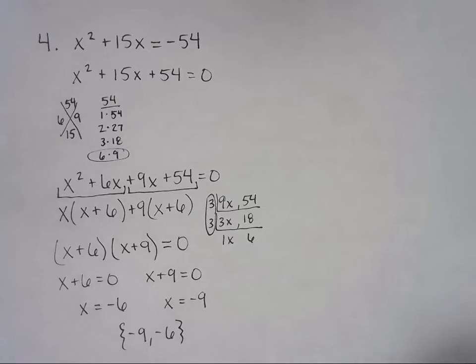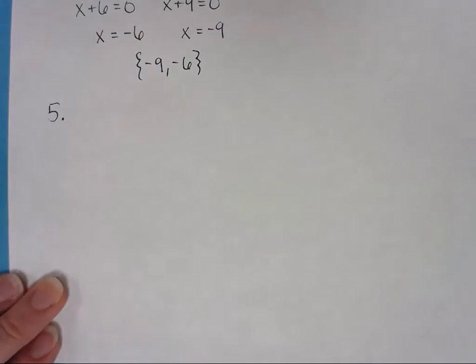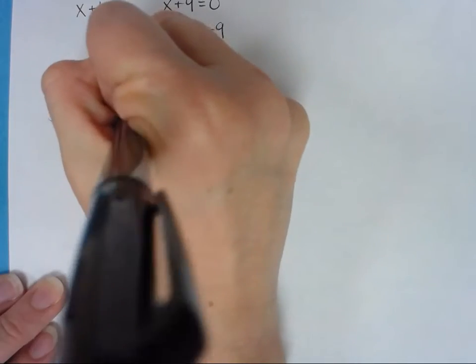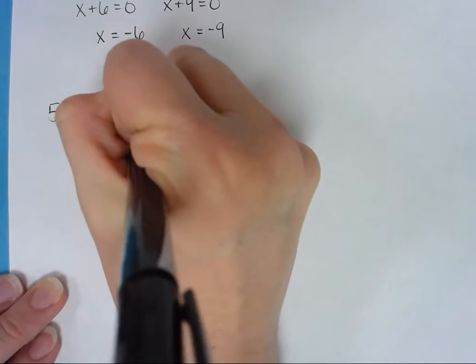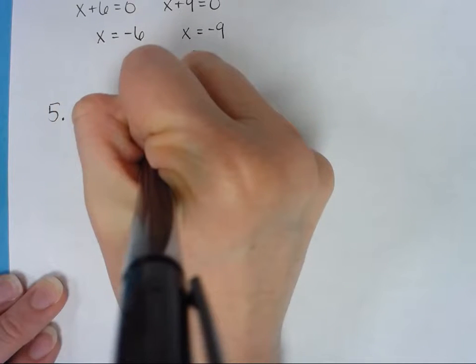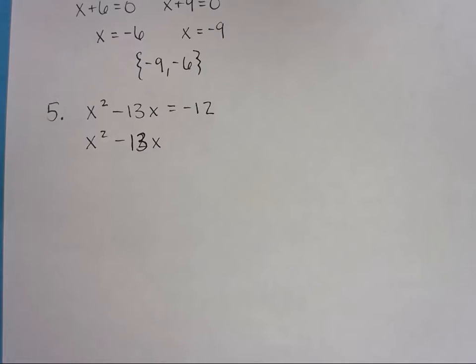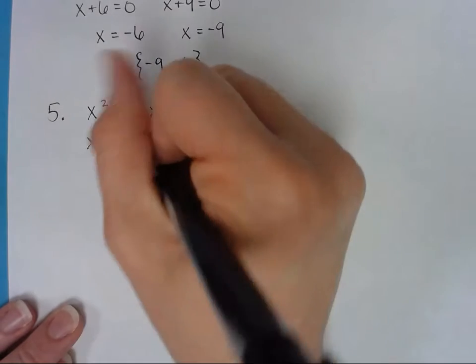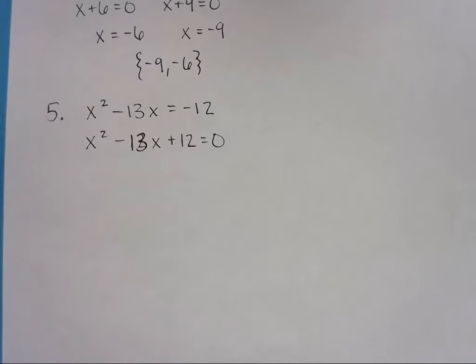Let's look at number 5. We have x squared minus 13x equals negative 12. Once again, move all your terms to the same side. You'll do that by adding 12 to both sides. So our trinomial will be x squared minus 13x plus 12 is equal to 0.